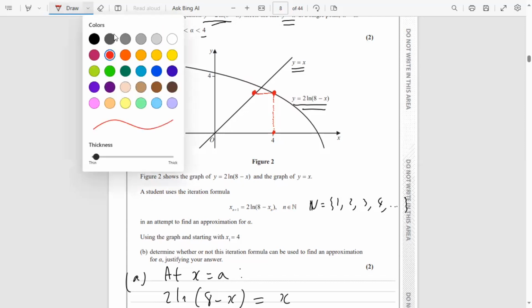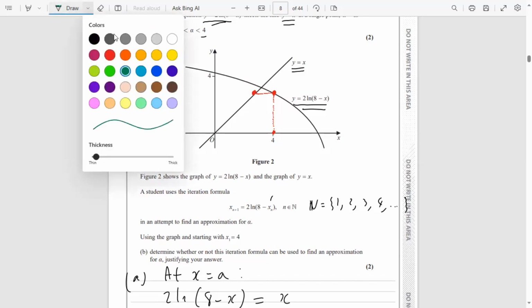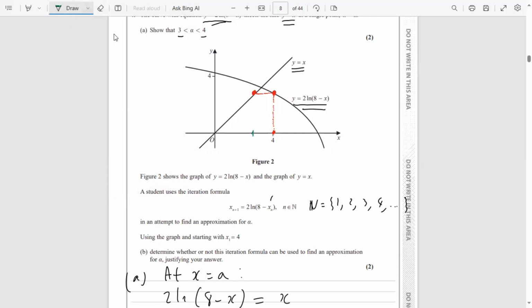The reason we do this is that our first number in our sequence is x equals 4. You plug in x equals 4, calculate 2 times ln(8 minus 4), and you get a number. I'll do this in green. That number is the number you get, so that's why you go across horizontally. And this number that you get down there, oh no, my pen's decided to freeze.